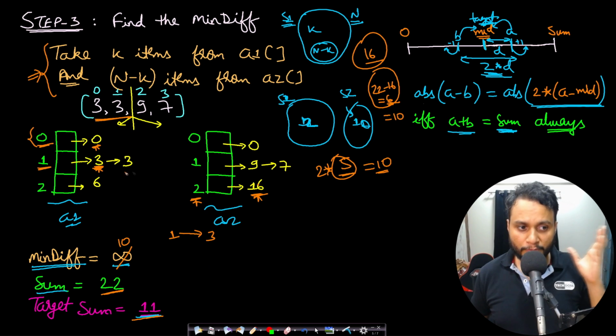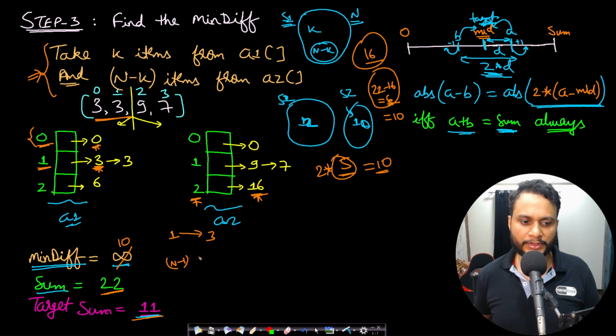So what should be my new target on the right hand side? I should include n minus 1 item. That means n value is equal to 2 here. So I need to include 1 item from the right side, and the target sum will be 11 minus 3, because 3 was already included from one side. So this will be equal to 8.